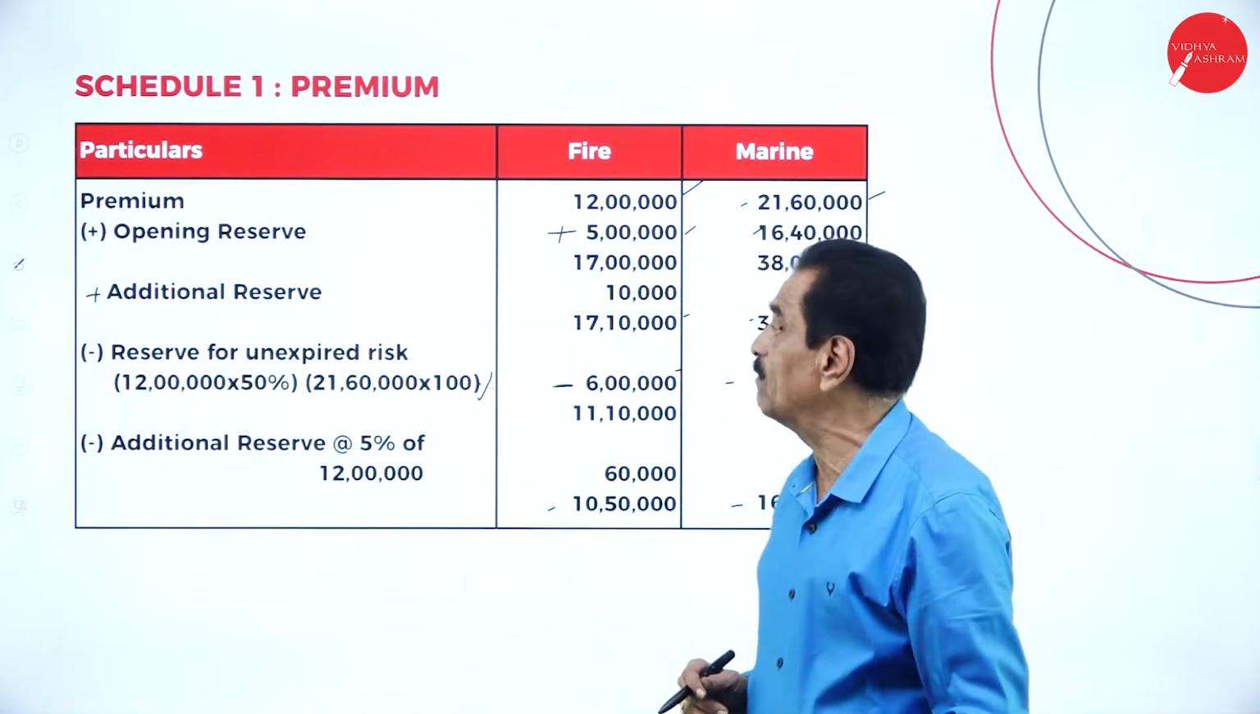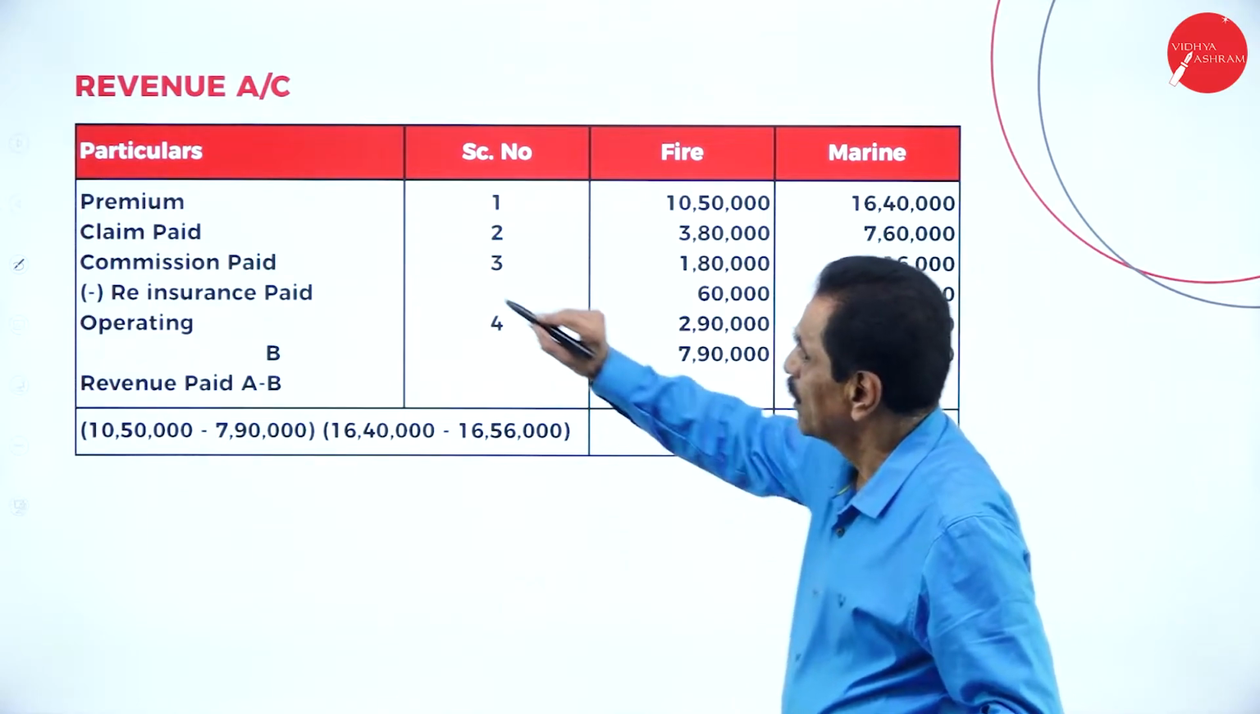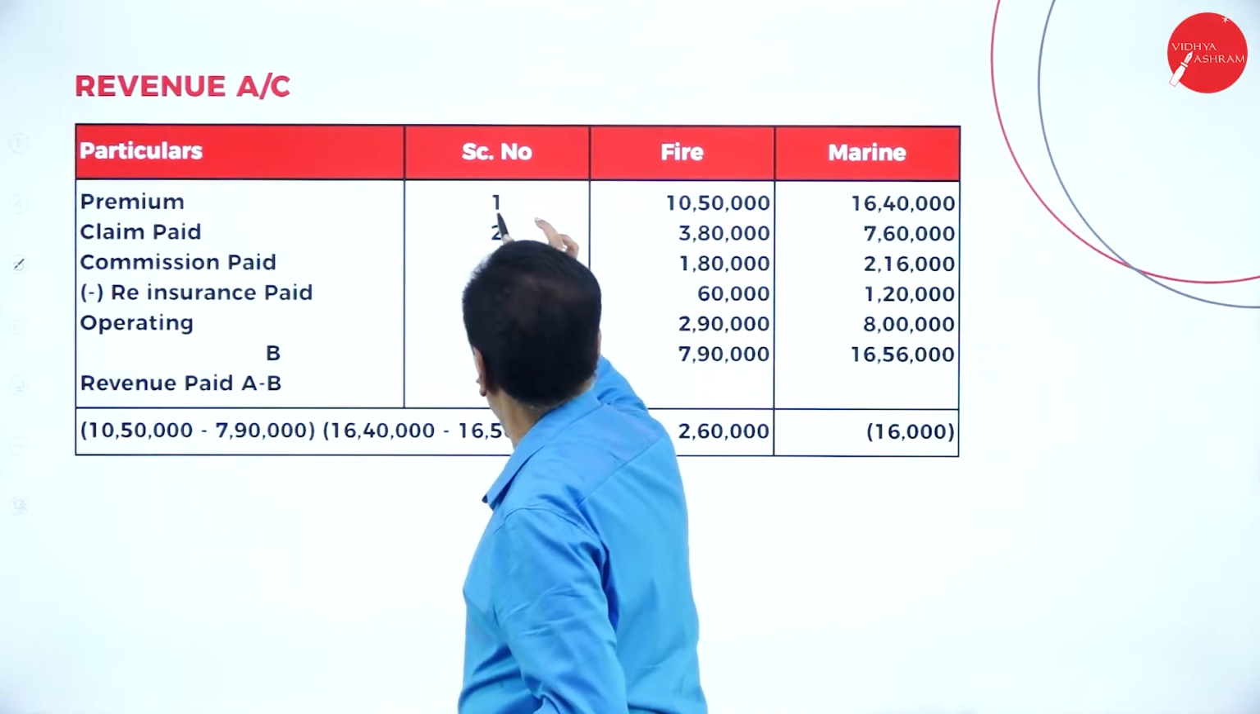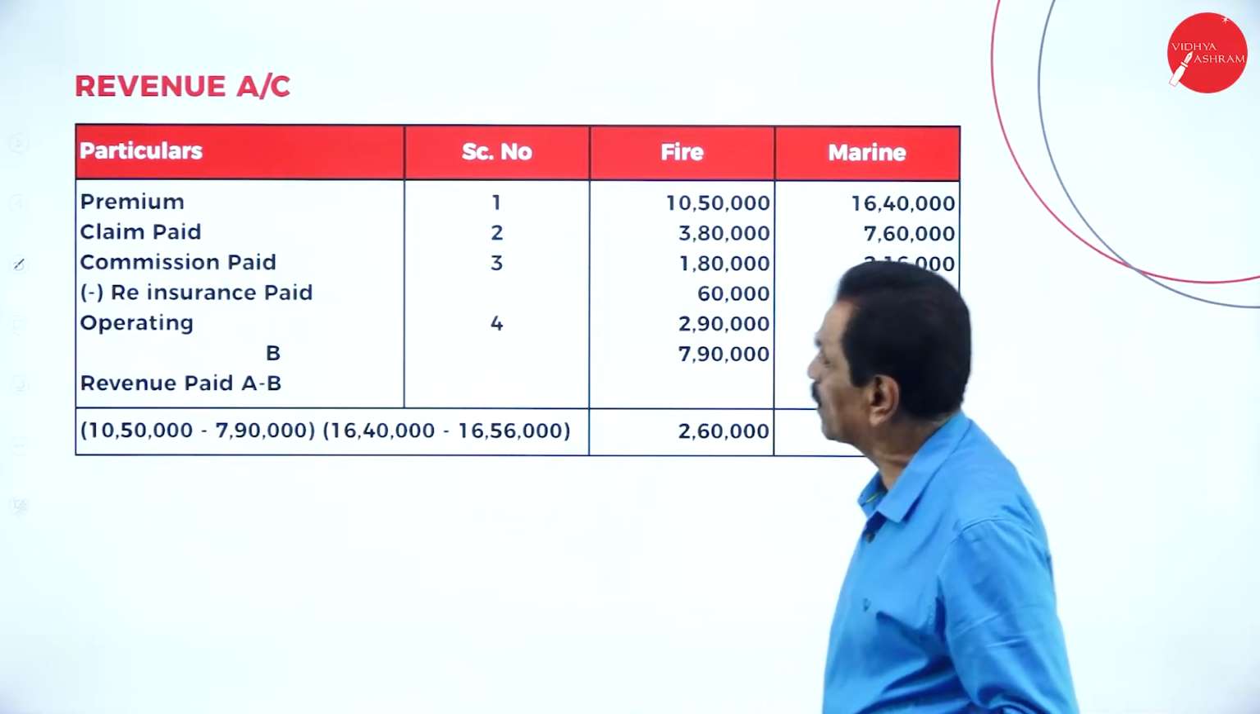This goes in favor of premium. Then we'll go to claim. If we come back, premium in Schedule number 1 is 10 lakh 50,000, 16 lakh 40,000.